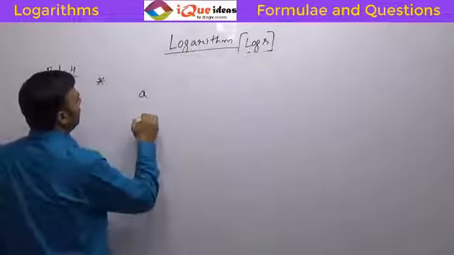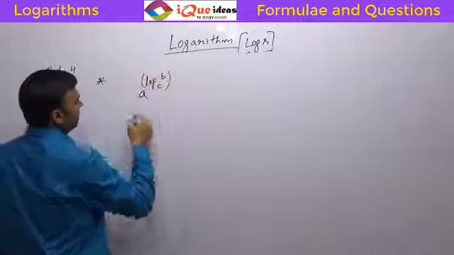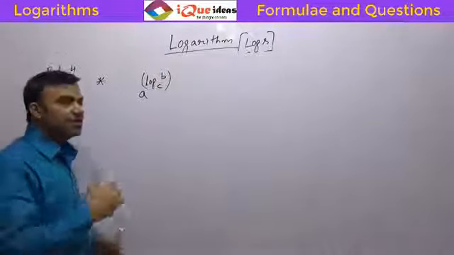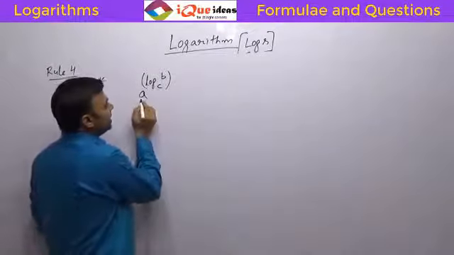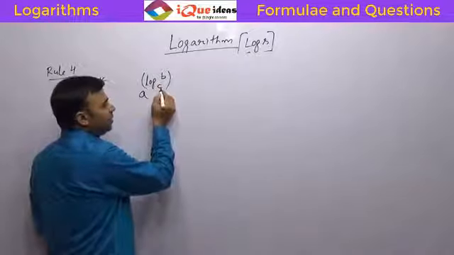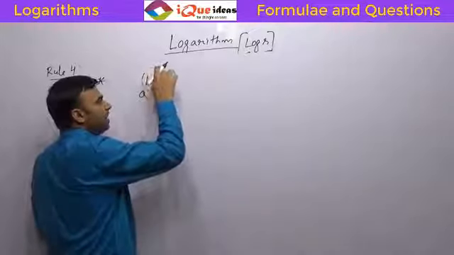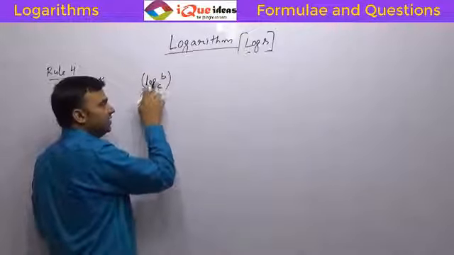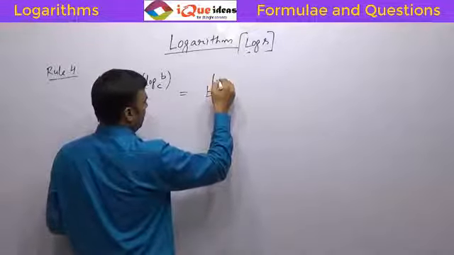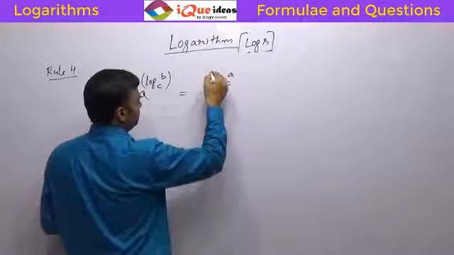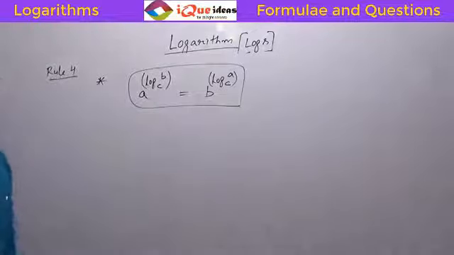Suppose we have a to the power log b to the base c. Please read it very carefully. The power itself is a log, right? In this, what we can do is we can interchange this a and this b without affecting the position of c. Look at the position of a. A is the base of the power here. B is the number in the log and c is the base of log. C cannot be changed. This a and b, if you interchange, it will become b to the power log a to the base c. These two are equal. This is the last rule. This is rule 4. Right?